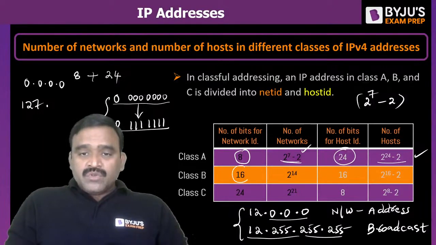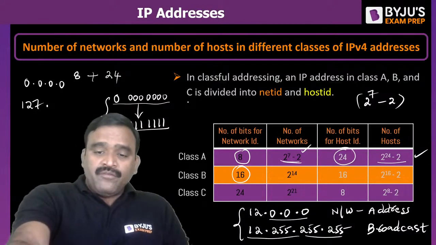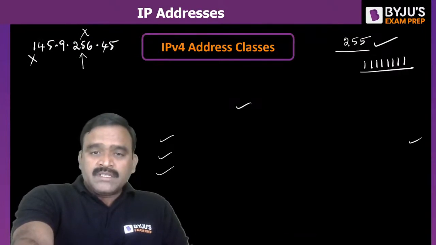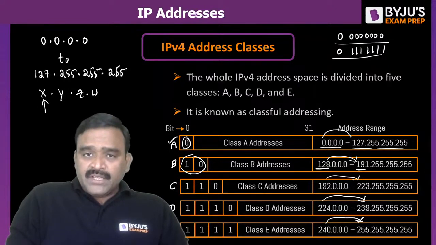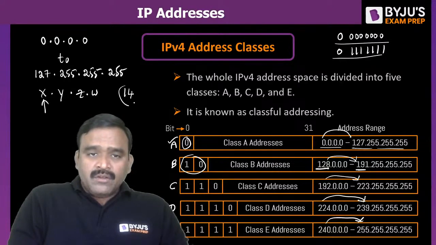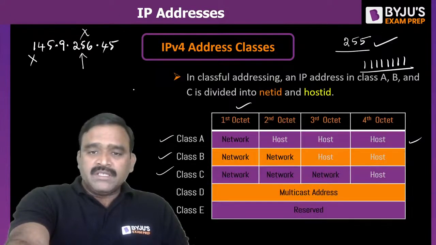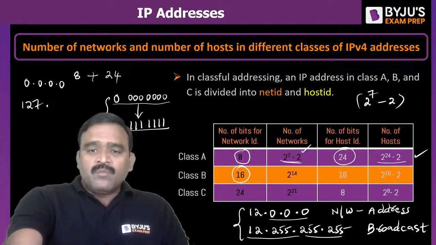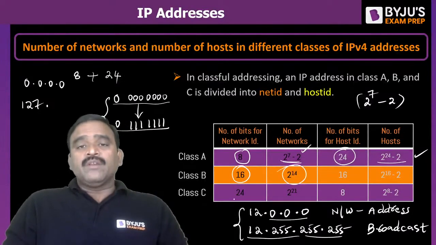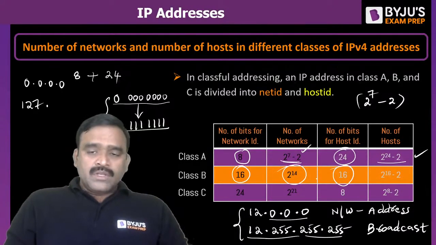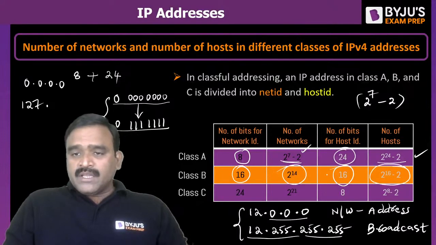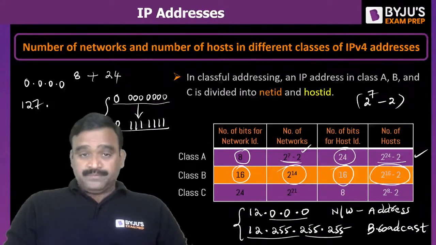And 16 bits are used for net ID in class B, but only 2 power 14 are possible. What is the reason? If you see the previous slide, 2 bits are used for class identification. Out of the 16 bits, if 2 bits are fixed, only 14 bits remain. The 14 bits we can arrange in 2 power 14 different ways. So the number of networks is 2 power 14 only, no exclusion like class A. And 16 bits are used for host ID, so every network of class B can have 2 power 16 minus 2 hosts.